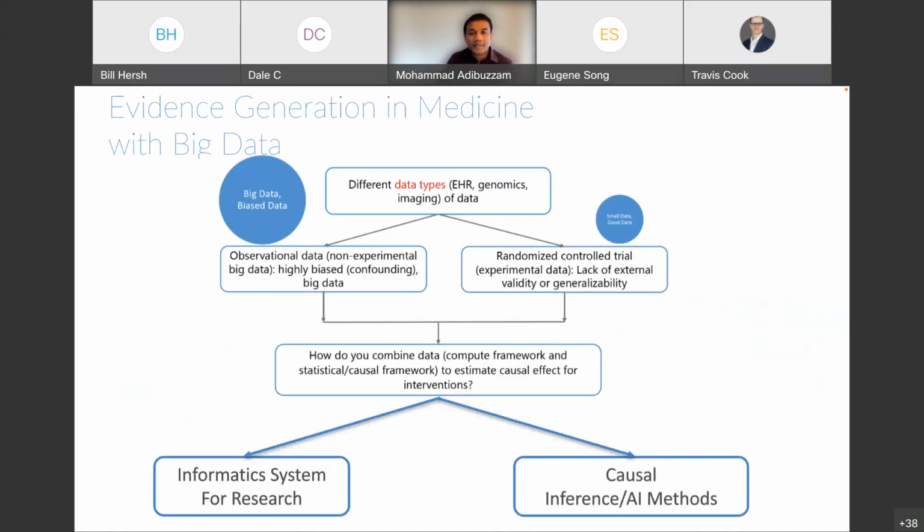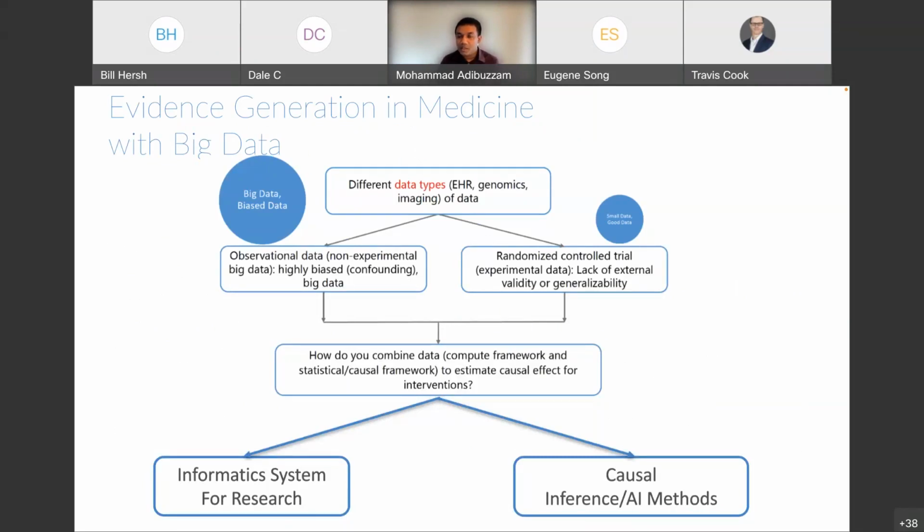So as I said, this is the big research agenda that I was working on going forward since I started at Purdue. So we have all these different types of data, EHR, genomics, imaging, wearables, and most of these data are big data, but they are called biased data or observational data because of confounding and other reasons, selection bias as well and other reasons.